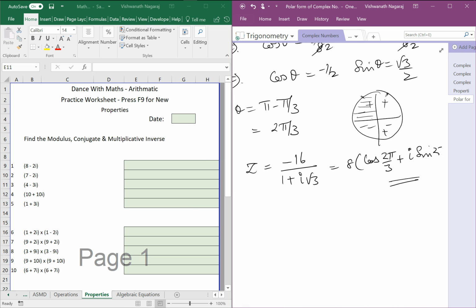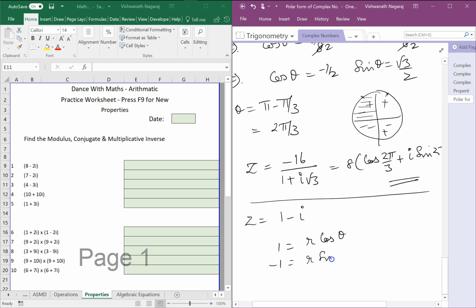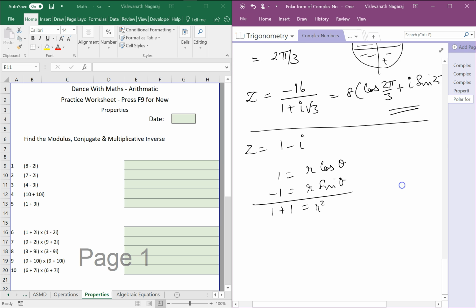Let's do one or two more. 1 minus i, right? Let's convert it to polar form. 1 is equal to r cos θ, -1 is equal to r sin θ. Square and add: 1 squared is 1, plus -1 squared is 1. r² times (sin²θ plus cos²θ) becomes 1. So r² is equal to 2, so r is equal to √2.